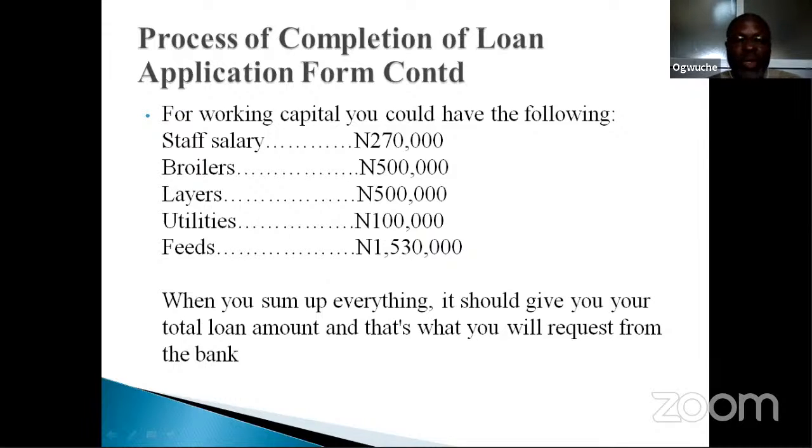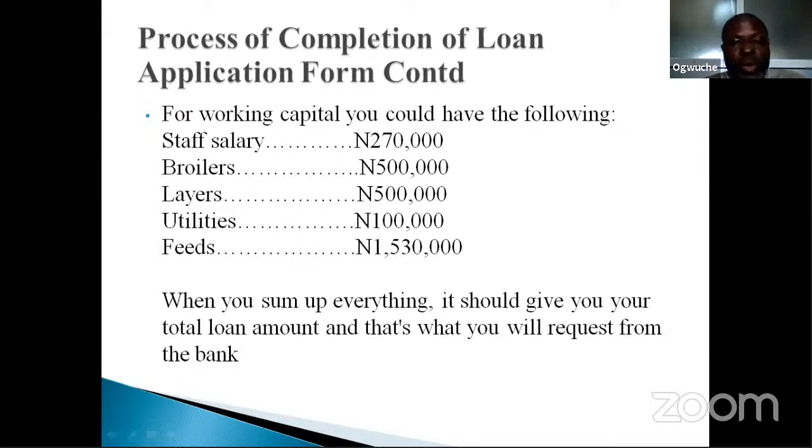So for working capital for the poultry farm, for example, these are the items that you'll be looking out for. Staff salaries at 270,000, broilers and layers. These are your raw materials, the day-old chicks, which you buy to nurture for purposes of producing eggs, or for maturity, which you can now sell as live birds or dressed chicken.